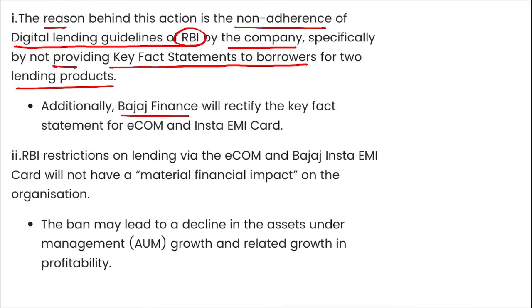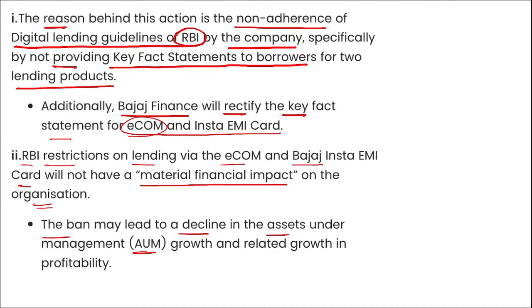Apart from this, Bajaj Finance will rectify the key fact statement of Ecom and Insta EMI card. Here, RBI restrictions on lending via the Ecom and Bajaj Insta EMI card will not have a material financial impact on the organization. The ban may lead to a decline in assets under management growth and profitability. That means if they won't be able to provide any loans further, they won't be able to earn any interest from those individuals, so their AUM, that is assets under management, will go down and their profitability will also be hampered.